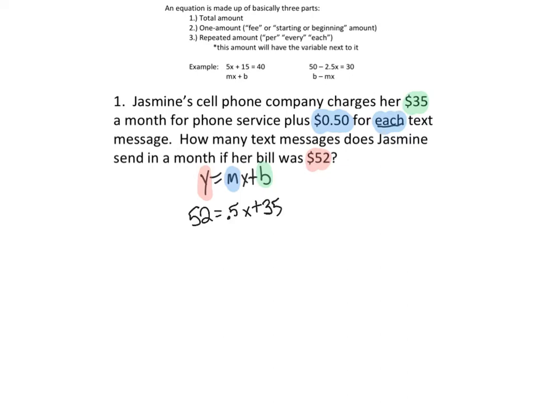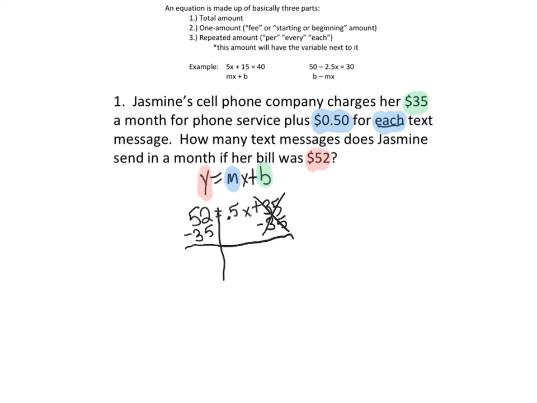So now we need to solve the equation. So just like we learned in the last video, we draw a line down the equal sign. We have to take care of the thing that doesn't have an x. So since 0.5 has an x, we have to take care of the 35 first. So with that being said, we are going to subtract 35. What we do to one side, we have to do to the other. These cancel out.